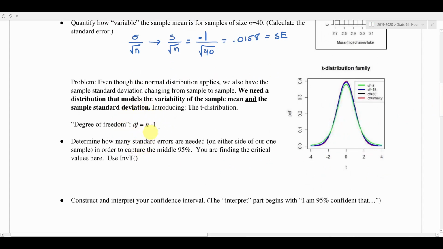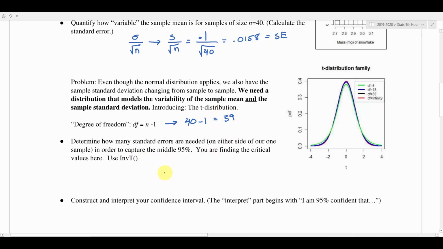Like I said, if you want to read more about what degrees of freedom are and what they mean in mathematical theory, that's fine. But you don't necessarily need to know that for this course. So for our problem, our sample size was 40. To calculate the degrees of freedom, I just take 40 minus 1, and we get 39. So we have 39 degrees of freedom.